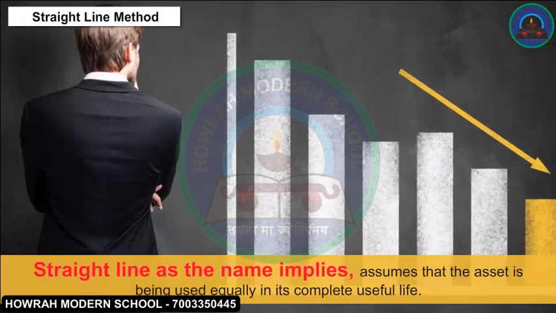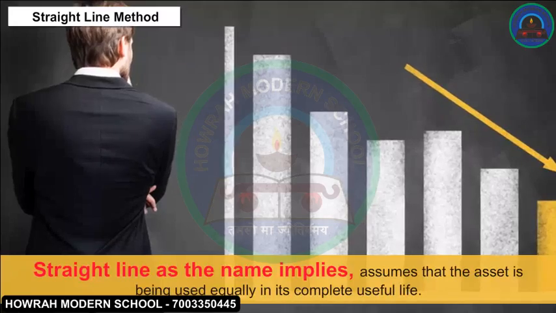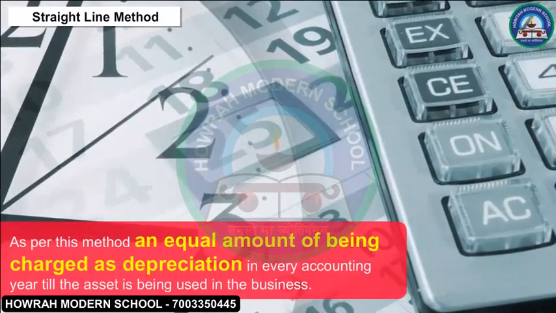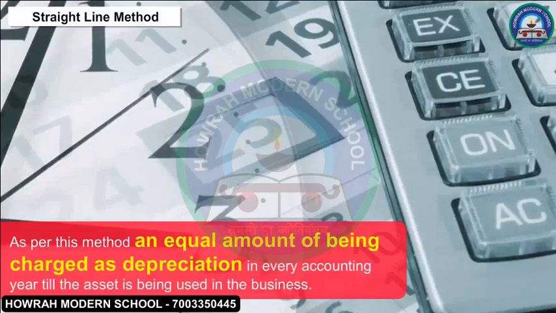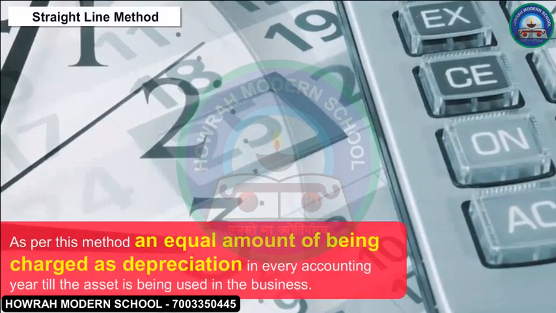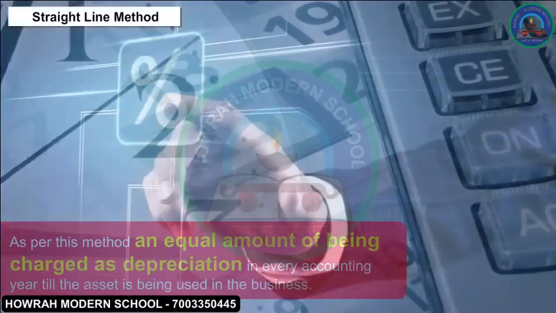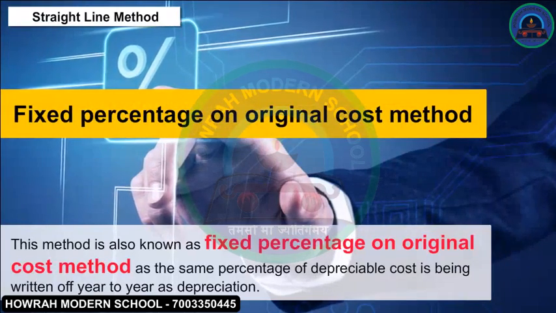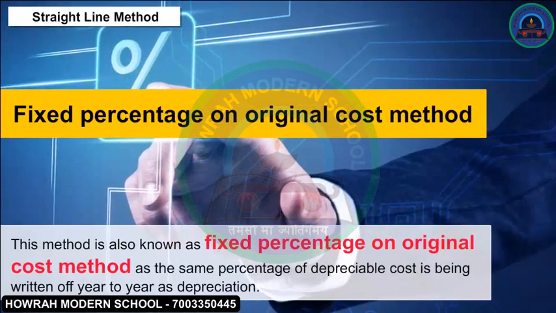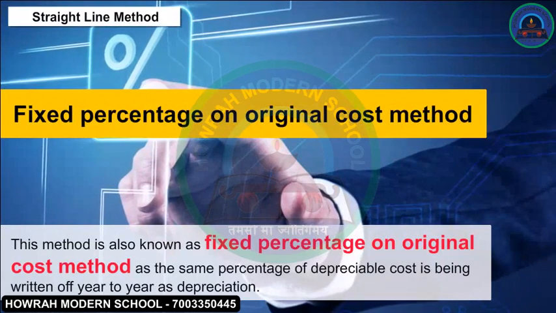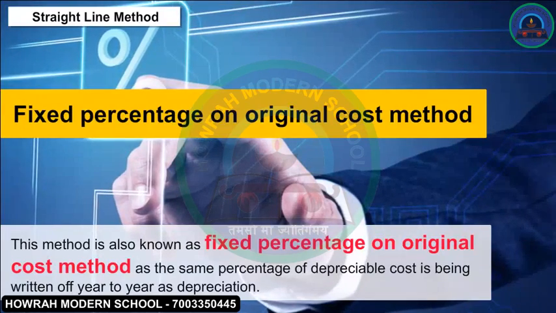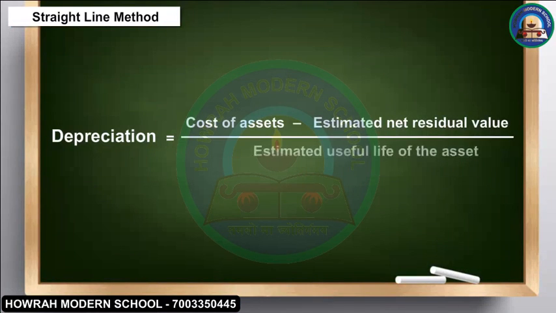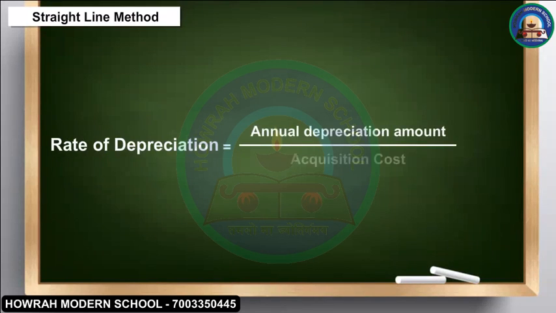Straight line, as the name implies, assumes that the asset is being used equally in its complete useful life. As per this method, an equal amount is charged as depreciation in every accounting year till the asset is being used in the business. This method is also known as fixed percentage on original cost method, as the same percentage of depreciable cost is being written off year to year as depreciation. Formula to calculate depreciation under this method is, formula to calculate rate of depreciation is.